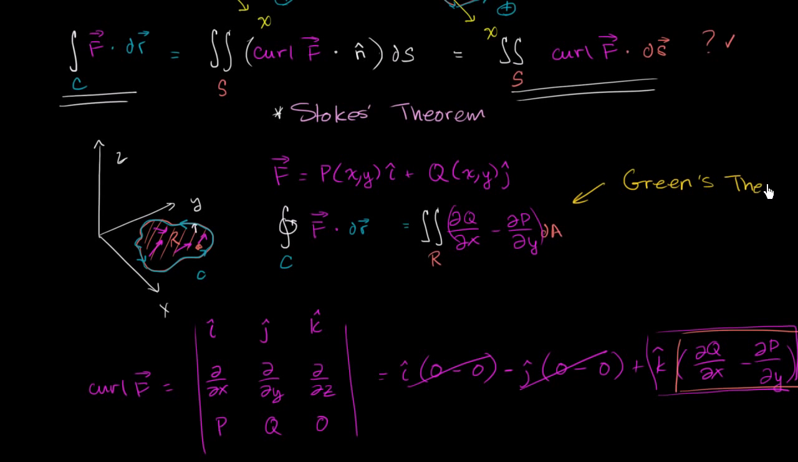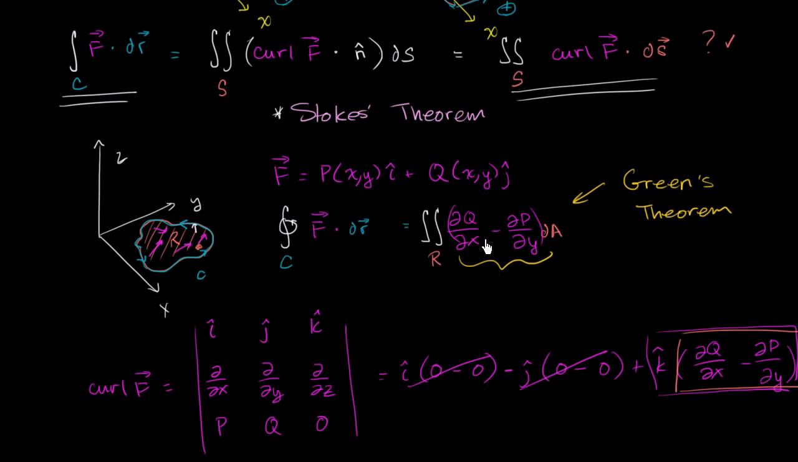So we see that Green's theorem is really just a special case of Stokes' theorem, where our surface is flattened out and it's in the xy plane. So that should make us feel pretty good, although we still have not proven Stokes' theorem. But the one thing that I do like about this is seeing that Green's theorem and Stokes' theorem are consistent.